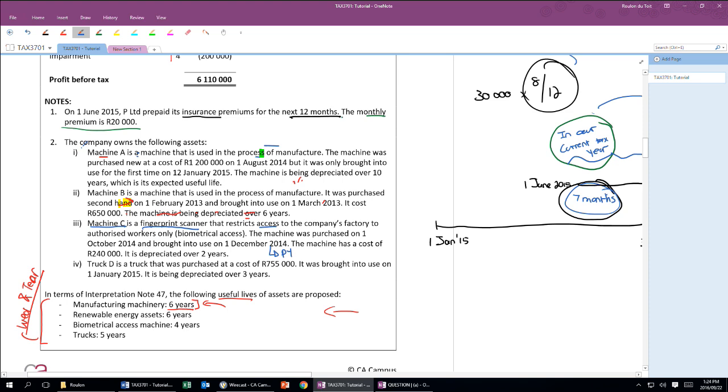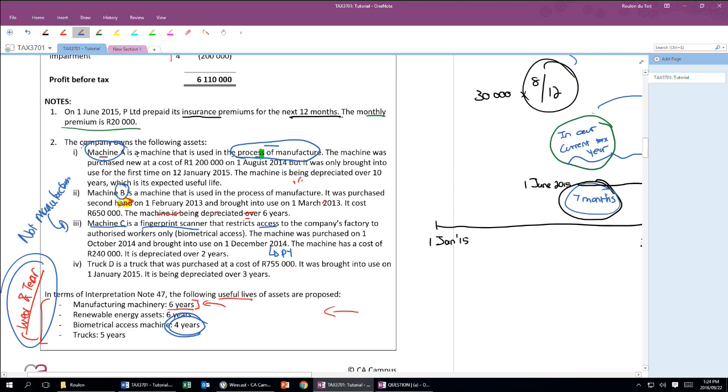Now, what's important here that you see, in the previous examples for machine A and machine B, they told us it is used in the process of manufacture. They do not tell us that here. So machine C is not a manufacturing machine. So what will we claim for that then? We will claim wear and tear. So we will claim it over 4 years.